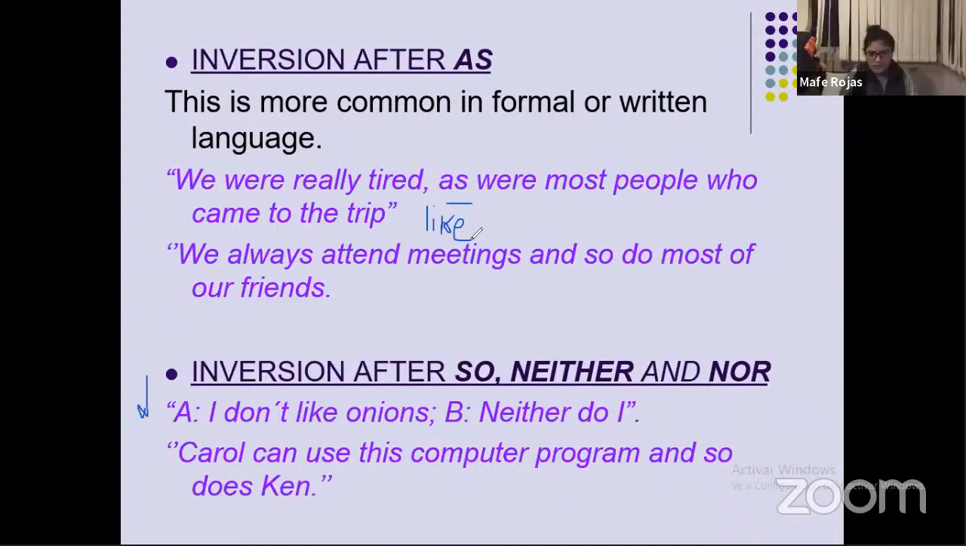I don't like onions. They're carrots, right? We always end in meetings. Okay. Version. So neither. Yes. But here in the inversion after so, neither or nor. I don't like onions, neither do I. Carol can use this computer program, so does Ken.